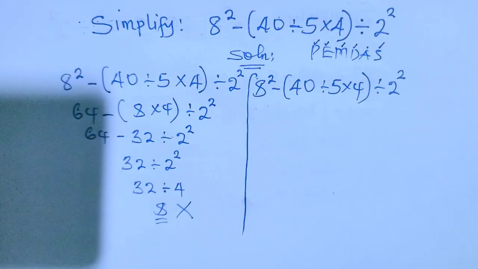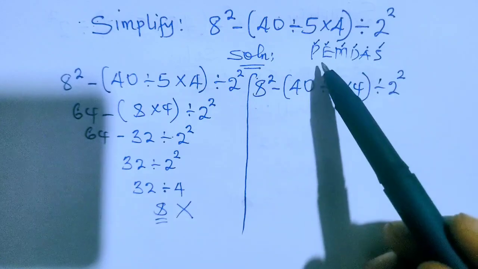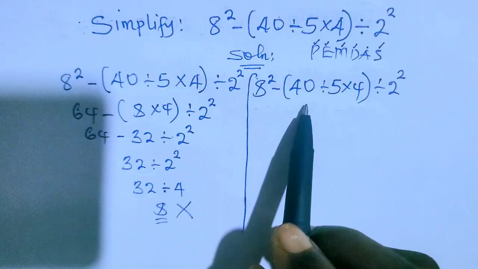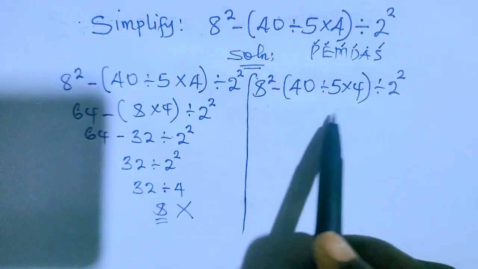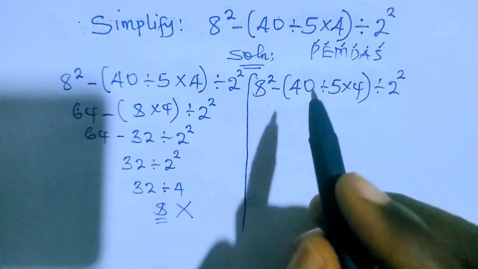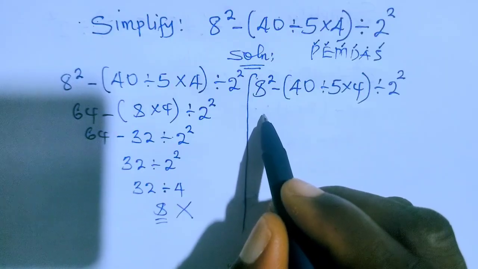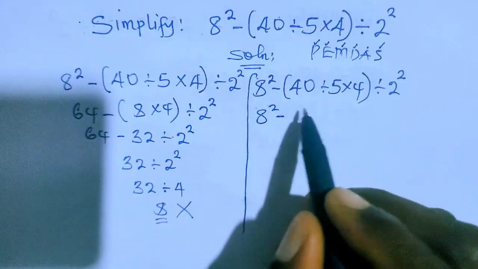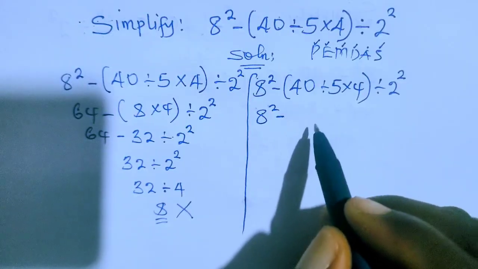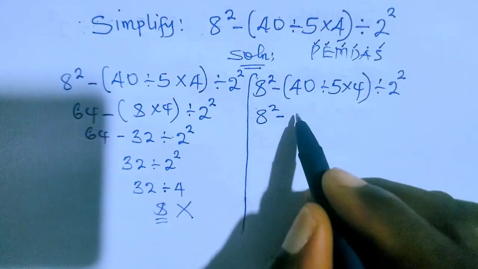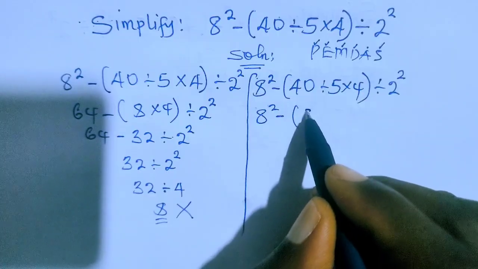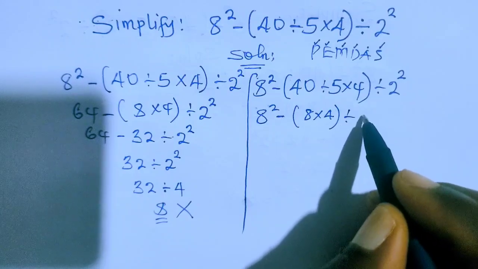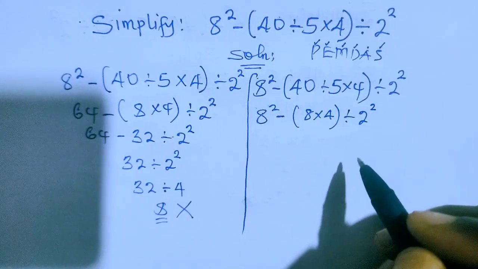Now, to get this right, you need to follow this order of operations. The first thing you need to consider here is to treat the bracket first. That is the parentheses right here. Then, applying this, we are going to have here 8 to the power of 2 minus, we treat this parentheses first, 40 divided by 5, that will give 8. We have here 8 multiplied by 4, then divided by 2 to the power of 2.